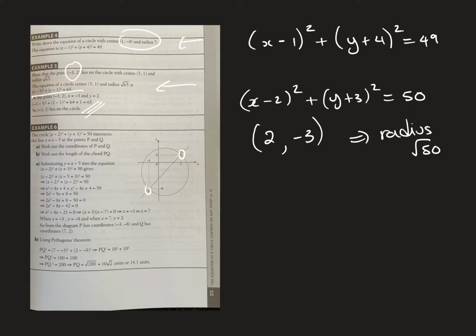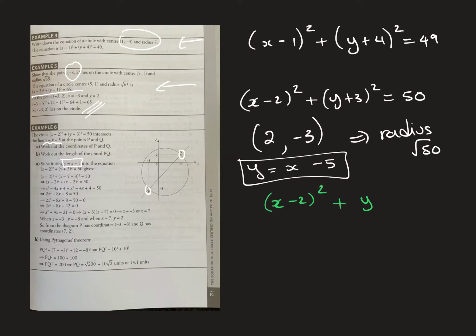Work out P and Q, where the circle meets the line y equals x minus 5. So what we can do is substitute this value of y equals x minus 5 into your equation. Whatever y is, I'm now going to put this in. So x minus 2 squared plus, instead of y, I'm going to put x minus 5, plus 3 squared equals 50.